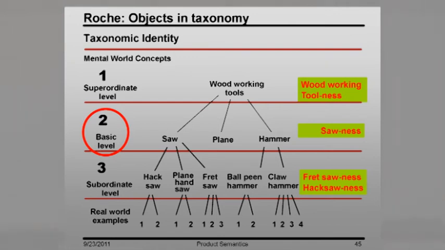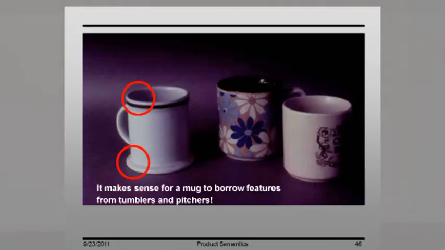Now, in design, what we typically do is look at the fretsawness of a fretsaw, the hacksawness of a hacksaw, the sawness of a saw, and the woodworking toolness of a woodworking tool. If you can abstract those visual clues, then you have a vocabulary which you can use in design so that your design is semantically consistent. Let's look at some successful examples. A friend of mine who did this at NID was designing a mug. He actually used the proportions of a mug, but he has borrowed features from somewhere else. Where do you think he's borrowed this from?